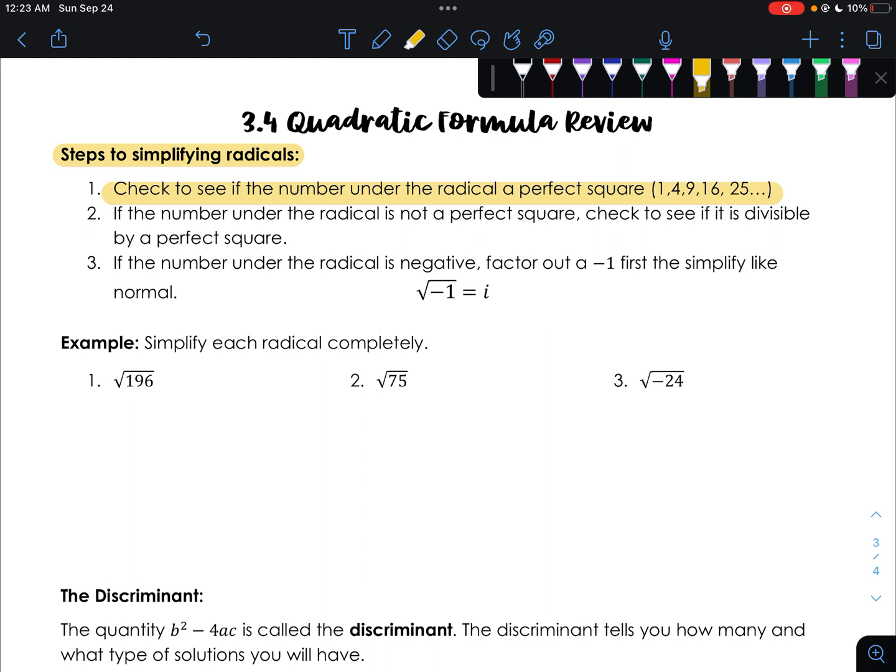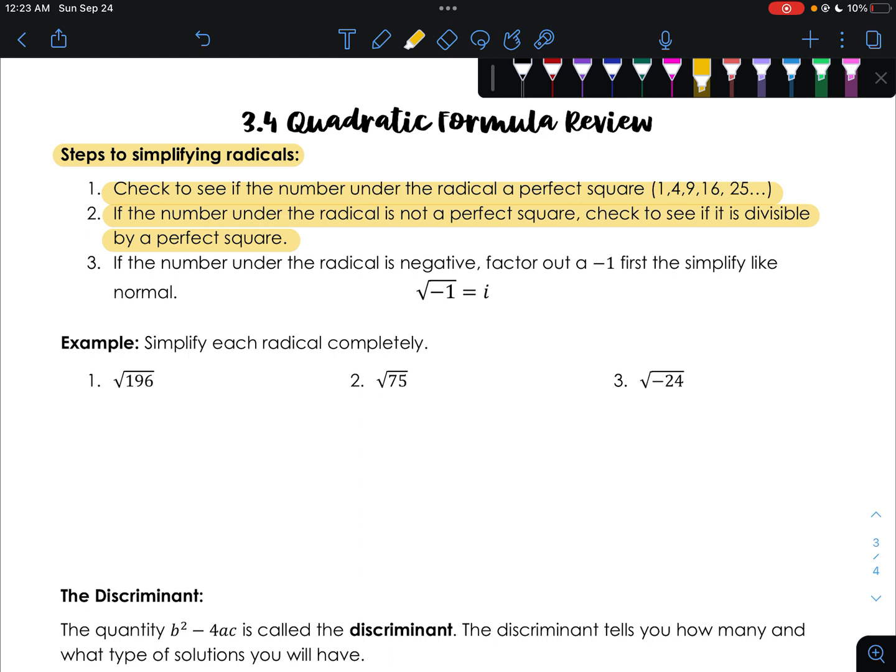A perfect square is the same number times itself. Then, if the number under the radical is not a perfect square, we need to see if it's divisible by a perfect square. I like to start with the closest perfect square to it and work my way down until I get to 4.